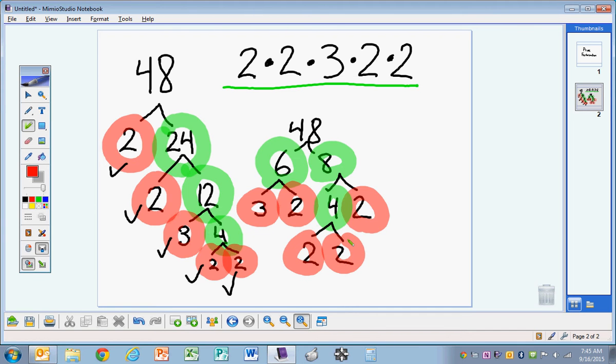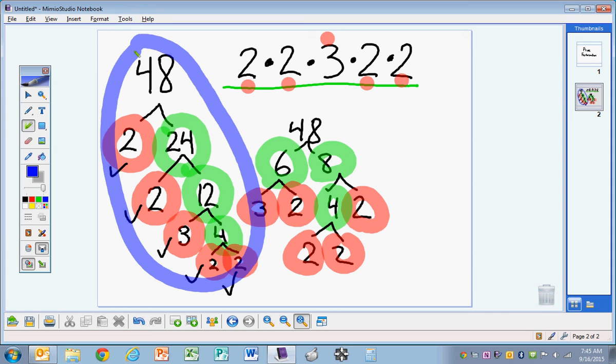I have 1, 2, 3, 4 twos. So it gives us the same answer. So the order doesn't matter. The factor pairs you choose do not matter. All that matters is that you are finding correct factor pairs, and remember, you are multiplying. You are not doing any addition in this process. So we have our process, which is our factor tree, and we have our answer, which is the multiplication string.